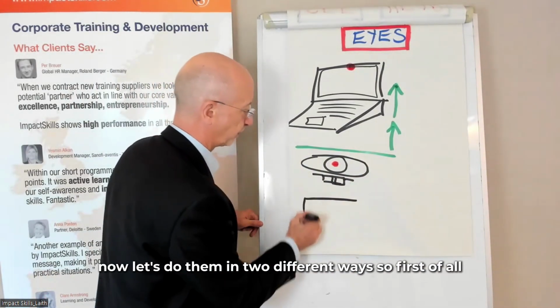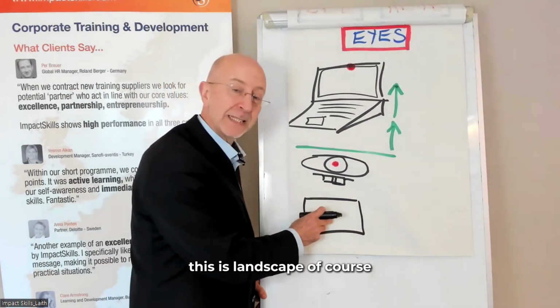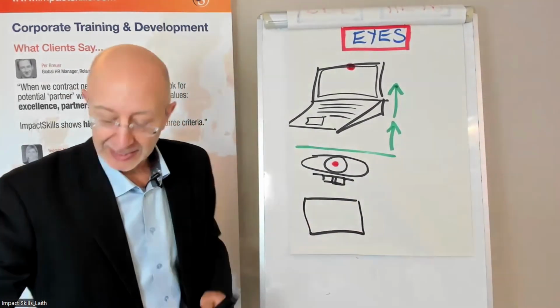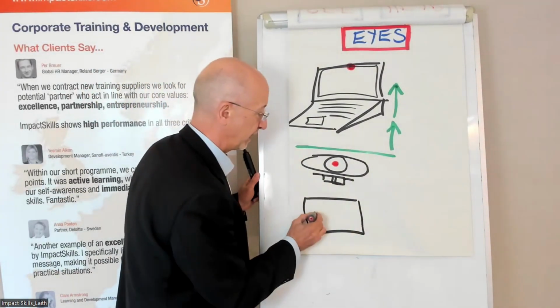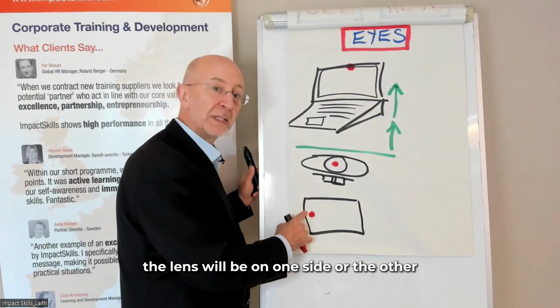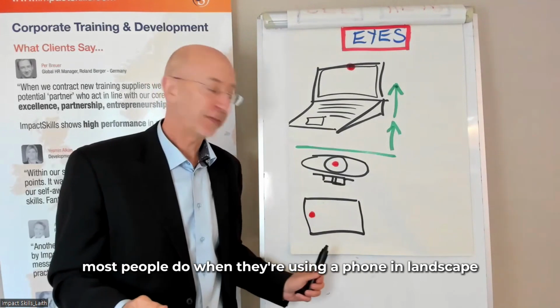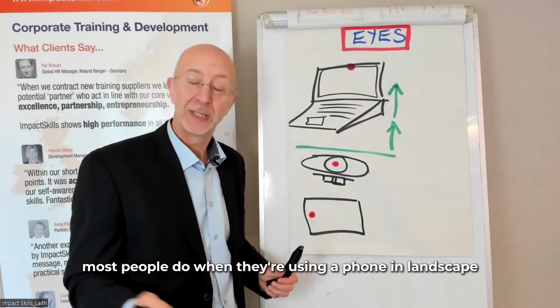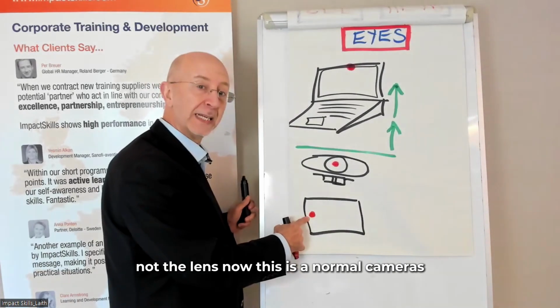So first of all, we've got a typical phone or tablet. This is landscape, of course. And if it's landscape, depending on which way you're holding it up, the camera aperture, the lens, will be on one side or the other. Now, what I see most people do when they're using a phone in landscape is they're looking at the middle of the screen, not the lens.